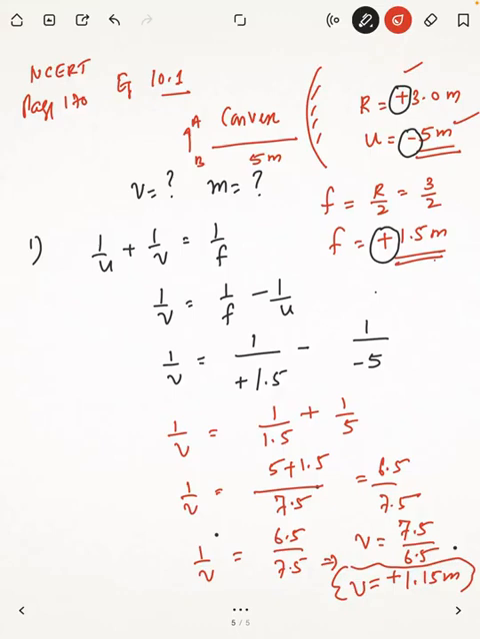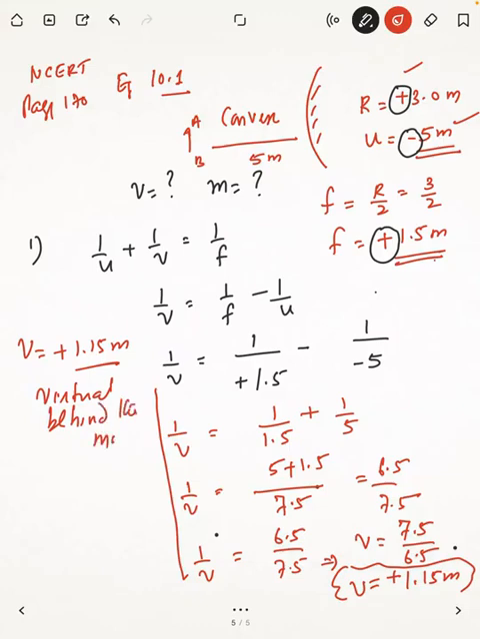So the first part is completed. The value v is equal to plus 1.15 meter. It's a virtual image. Behind the mirror we are getting the image. That is why it is positive.